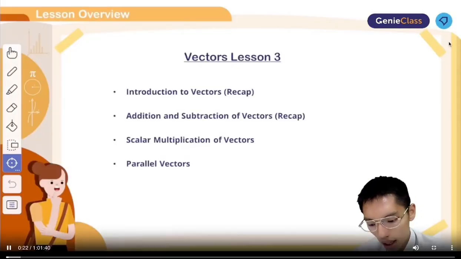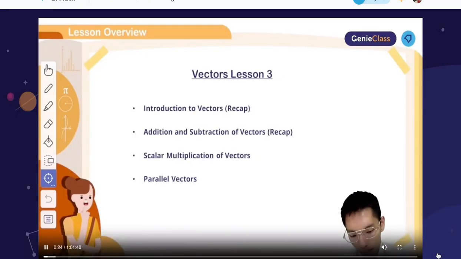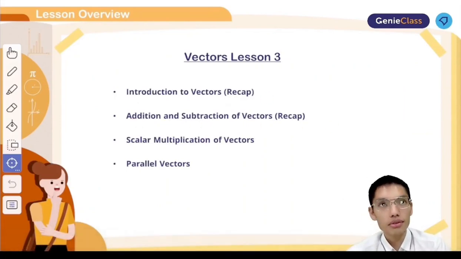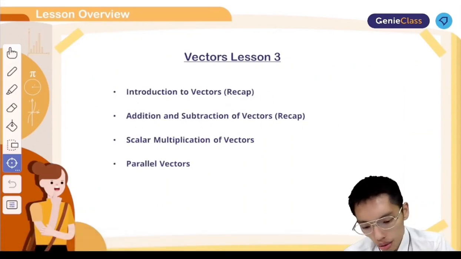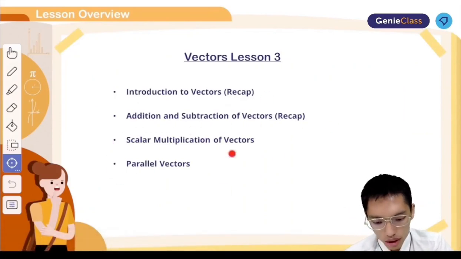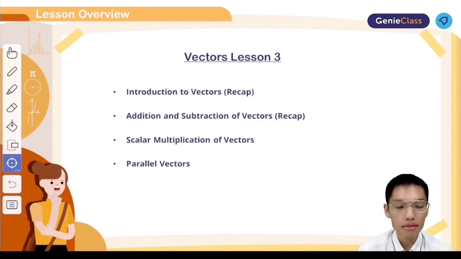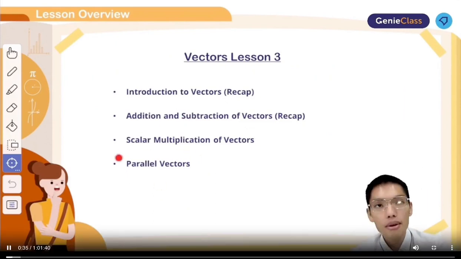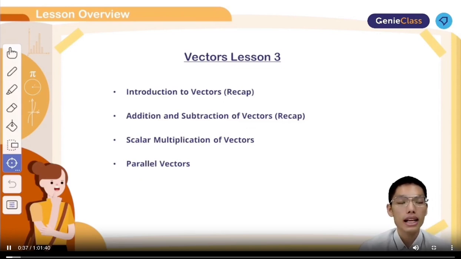So what are we going through? In this case, vectors again, but a lot of recap, so stay tuned for that. Just a little recap. And also something new. So we are going to learn how to scalar multiply vectors, as well as knowing parallel vectors and what other things can come about, or even position vectors as well.